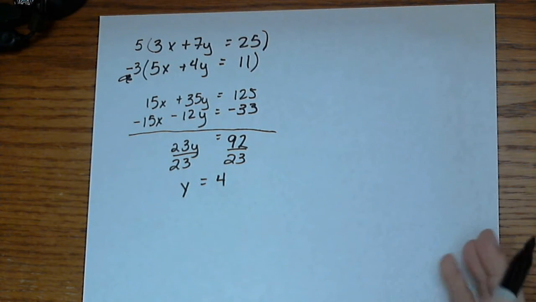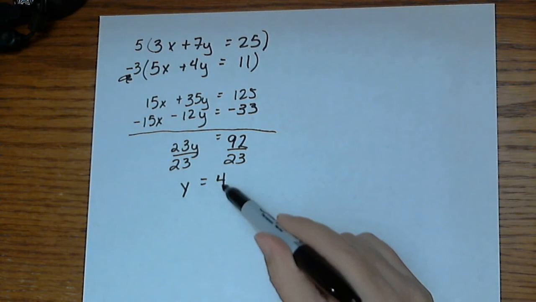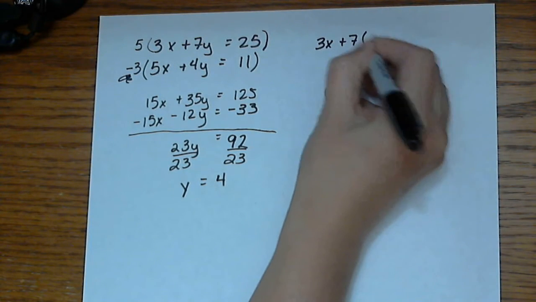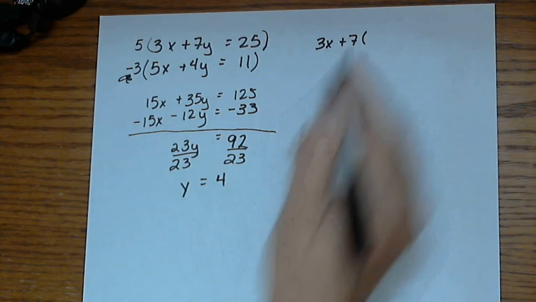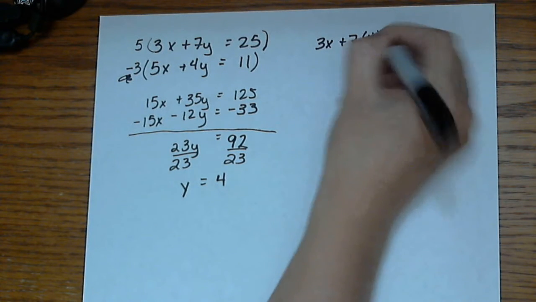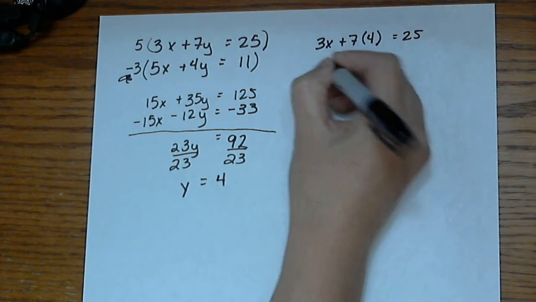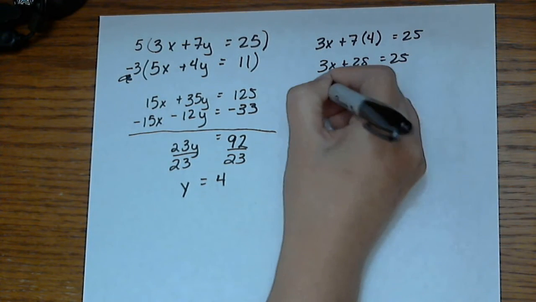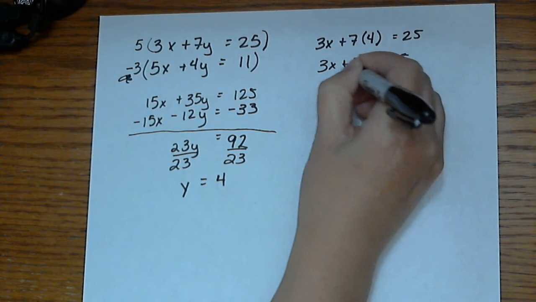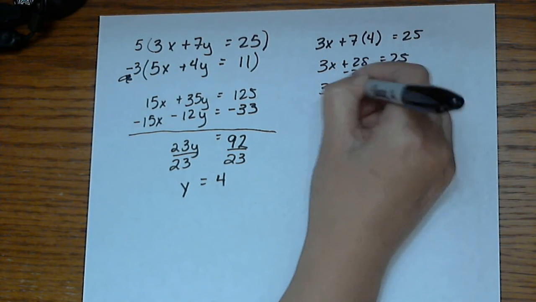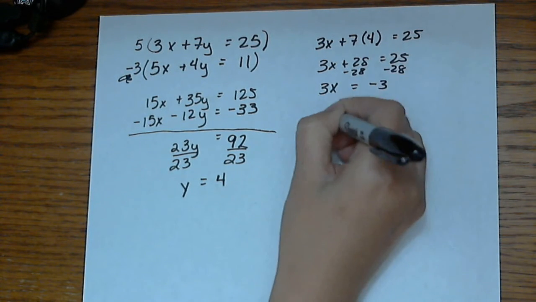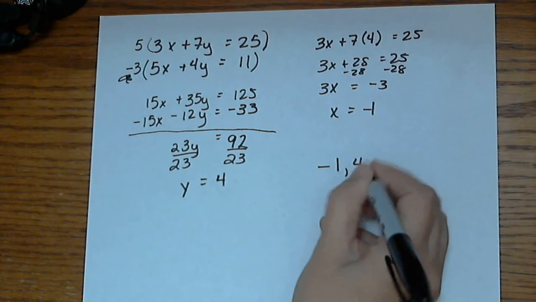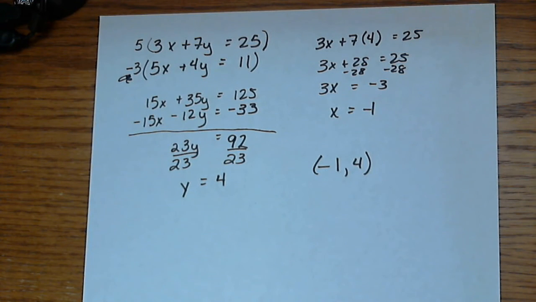Again, we're not finished. We still have to solve for our x because we've only got y. So 3x plus 7 times y, well, y is 4, so 7 times 4, is equal to 25. 3x plus 28 equals 25. 3x, subtract 28, is equal to negative 3, and x is equal to negative 1. So our ordered pair is (-1, 4), and we found the solution.